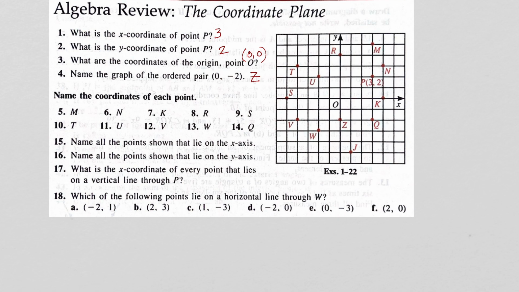Okay, let's do numbers 5 through 14. So it wants the coordinate of point M. So M is over here. So we're going 3 to the right, and 1, 2, 3, 4, 5 up. So that's 3, 5.